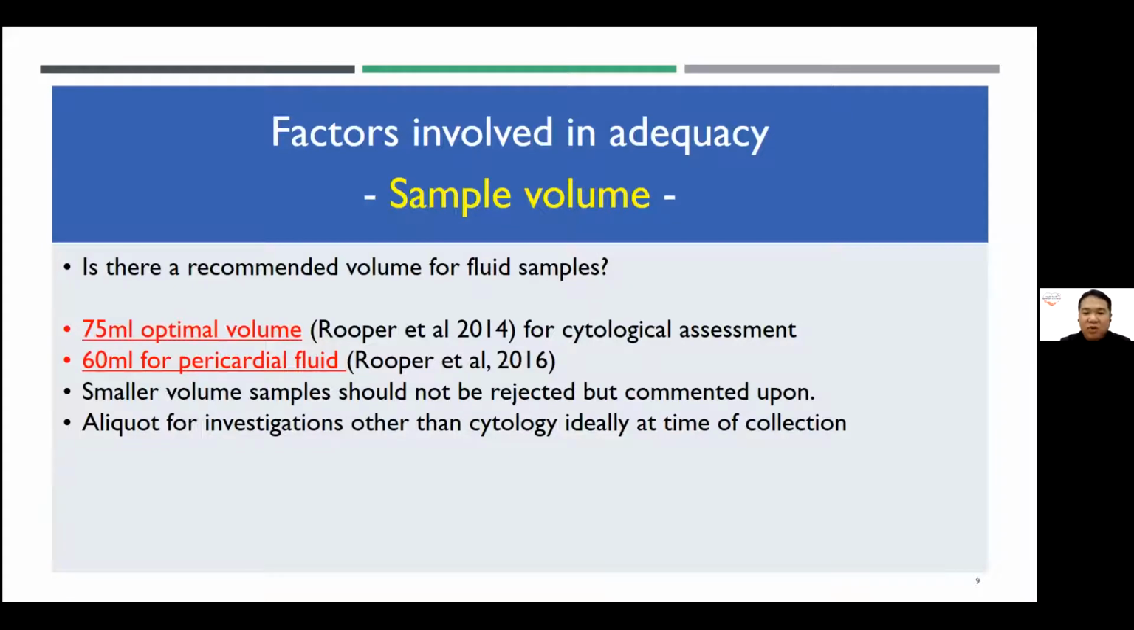We try to recommend that clinical doctors give us adequate volume, and then we can do the molecular test or other extra tests. Especially if you have optimal volume, you can also recommend that the clinical doctors do something more than cytology, especially at the time of collection. This is very important because after collection, something may change. So if you need to do something, you can recommend that the clinical doctor divide the sample in the beginning.